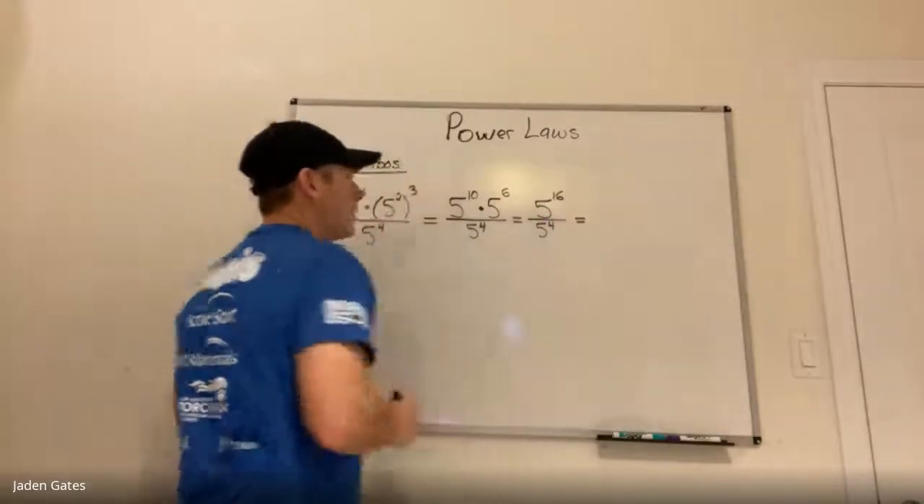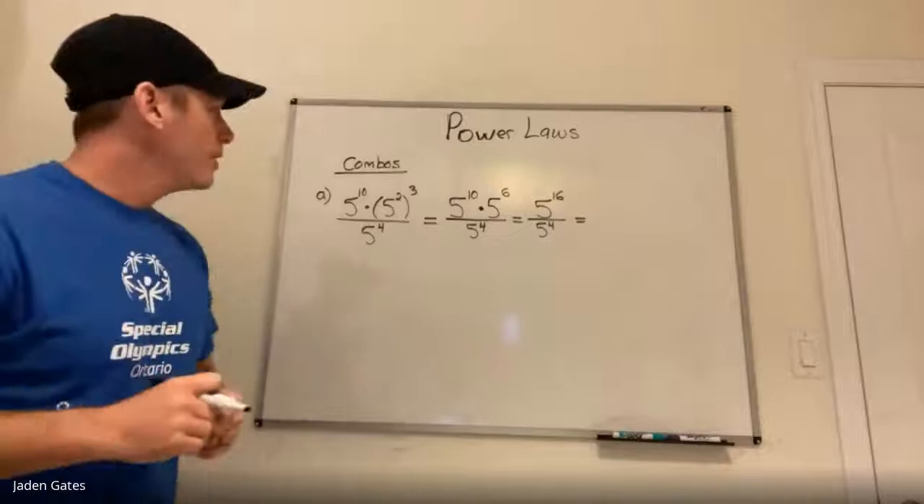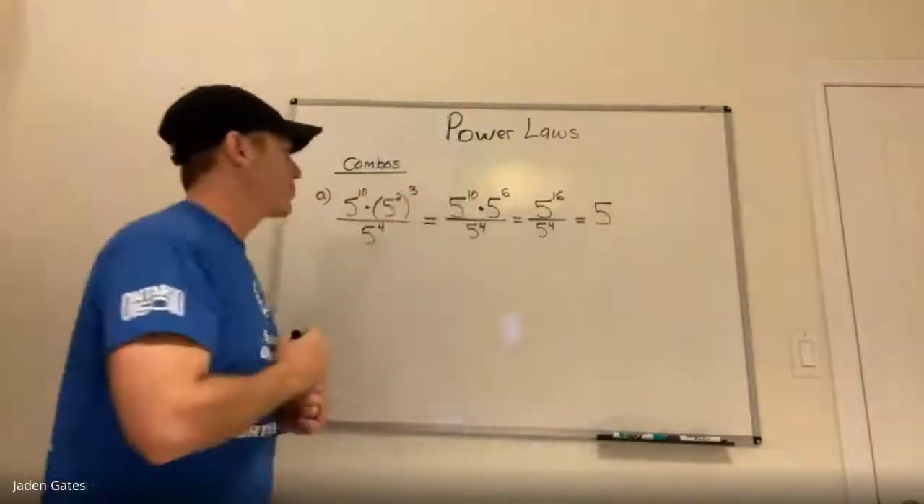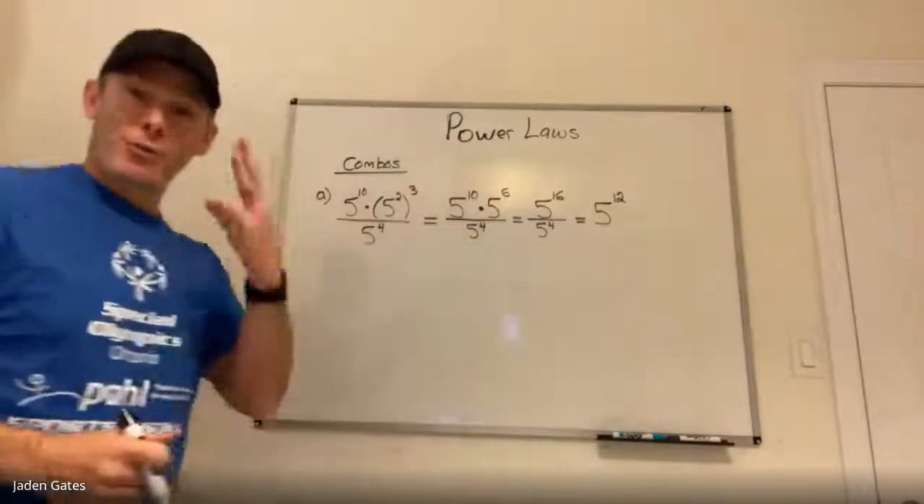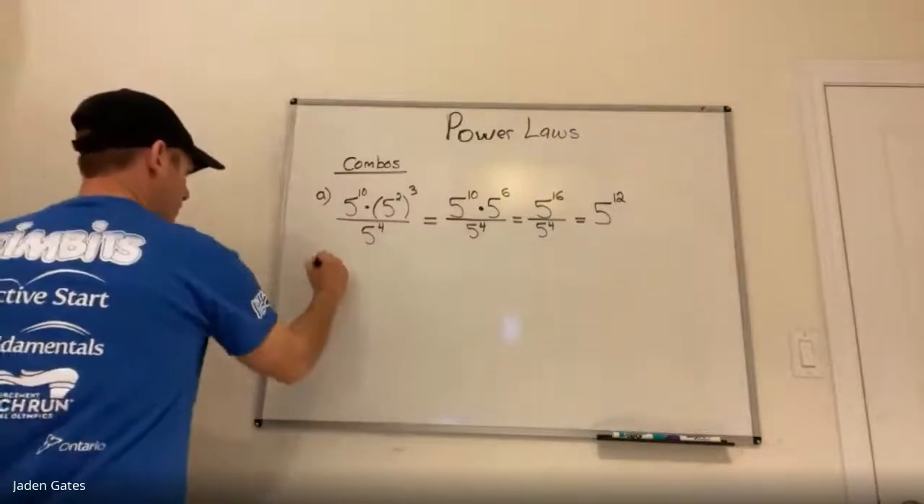And then finally, now I'm dividing powers, rule number 2. Keep the base the same. And again, subtract my exponents, so 16 minus 4 is 12. So we just used 3 rules there, all in one question. All right, let's try it again here.